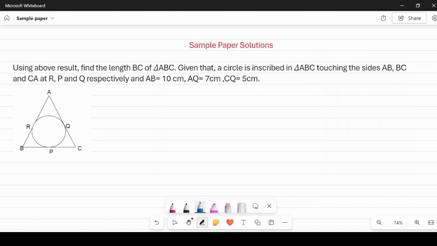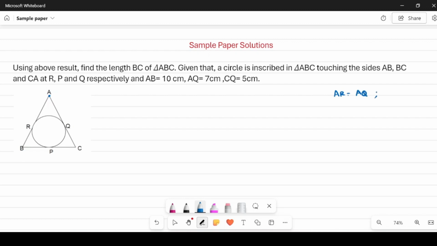Okay. So here we need to use the previous result, which is that the lengths of the tangents drawn from an exterior point are equal. If you see here, a circle is inscribed in triangle ABC, and AB, AC, BC are sides of this triangle. If you observe carefully, A is an exterior point, right? AR and AQ are the lengths of the tangents. AB and AC are tangents and R and Q are the points of contact. So AR and AQ are lengths of tangents. That means we have AR is equal to AQ, because lengths of tangents drawn from an exterior point are equal.